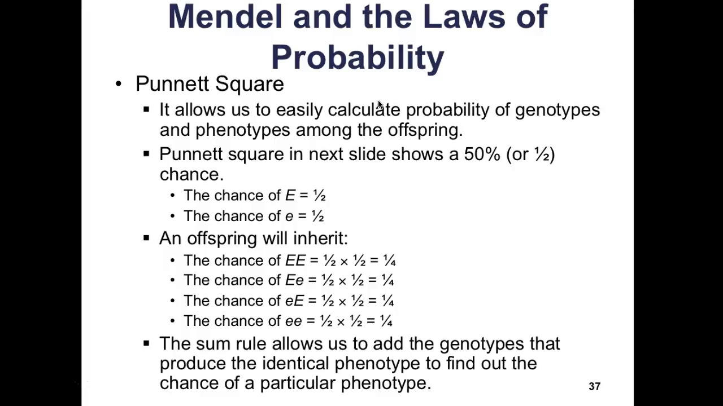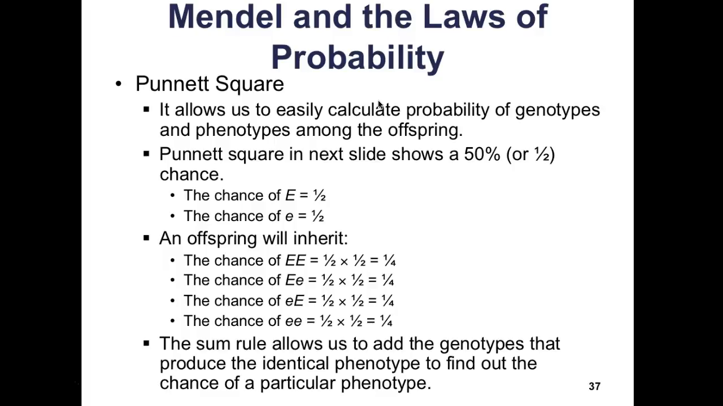The Punnett square in the next slide shows a 50%, or 1/2, chance. The chance of the capital E dominant allele is 1/2, and the chance of the lowercase e recessive allele is 1/2. So an offspring will inherit these possibilities. Big E, big E is 1/2 times 1/2, which is 1/4. Big E, little e is 1/2 times 1/2, which equals 1/4. Little e, big E, 1/2 times 1/2 equals 1/4. Little e, little e, 1/2 times 1/2 equals 1/4. So those are the rules for multiplication.